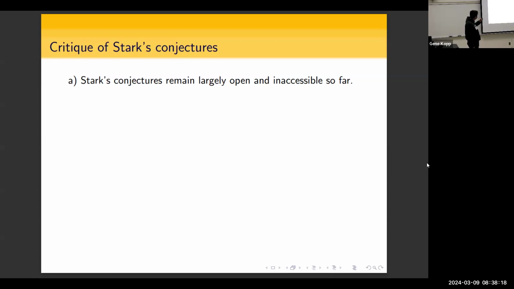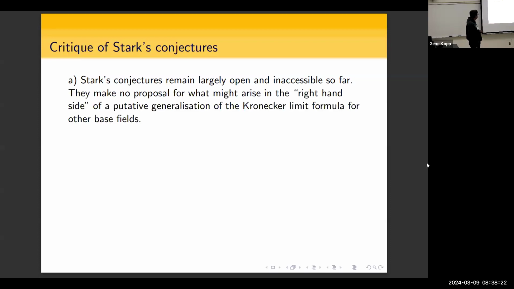Of course, it remains largely open, so it's not clear what kind of tools we could bring to bear on the question. It seems a little bit inaccessible, barring a new idea. And one of the issues is that Stark makes no proposal for what might arise in the right-hand side of this generalization of the Kronecker limit formula, which he predicts.